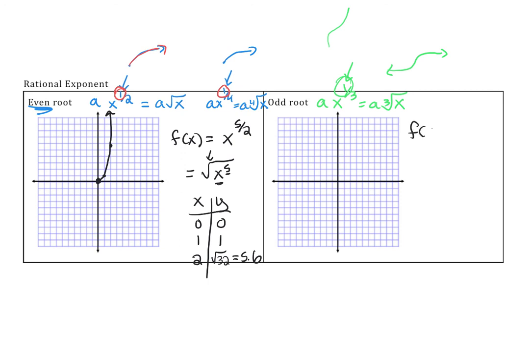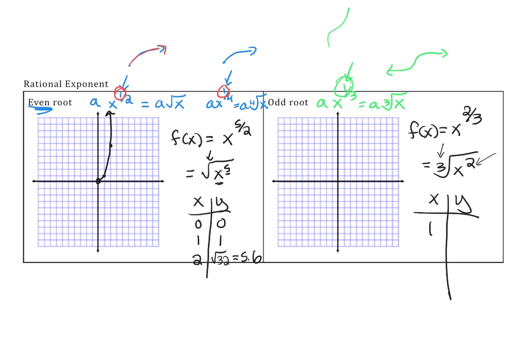Okay, f of x equals, let's do x to the power of 2/3. Rewrite that, that's cube root of x squared. So I can cube root both positives and negatives. If I'm squaring something, that always makes everything positive. So let's see what happens. Let's plug in 1. 1 squared is 1. The cube root of 1 is 1. Oh, let's do 0, 0, and then 1, 1. Okay, what happens when we plug in negative 1? When you square it, it goes positive. Okay, so I've got negative 1, 1.